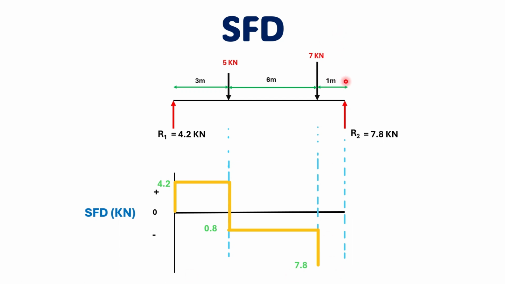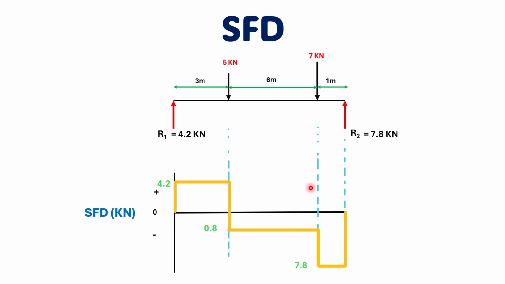From this point to this point we have no force value, so we move constant, and we draw this. This value is the same here, minus 7.8, and we have this support reaction value, plus 7.8. If we add these two values, it yields 0. So we draw this vertical straight line and meet at this point. This is the summary of the shear force diagram. We draw the shear force diagram with the help of the free body diagram. This is the concept behind drawing the shear force diagram.